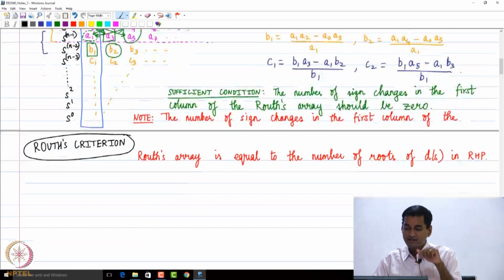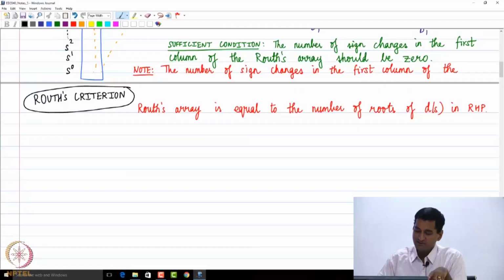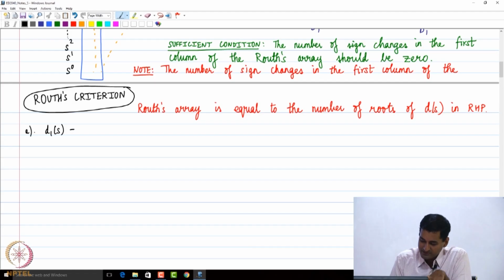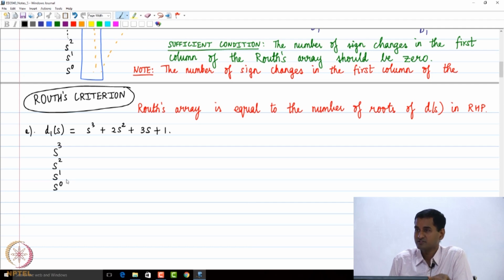Now let's go back and look at the two polynomials that we looked at, and let's apply these conditions to the two polynomials. So what was d1 of s? It was s cube plus 2s squared plus 3s plus 1, correct? I hope everyone agrees. So now how do I construct the Routh's array? I write s cube, s squared, s power 1, s power 0.